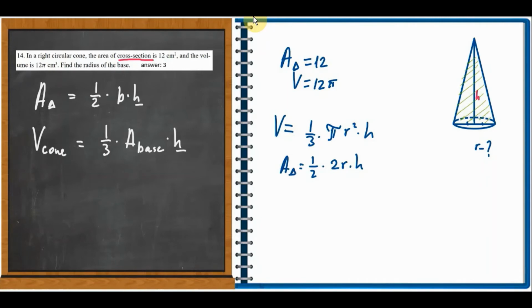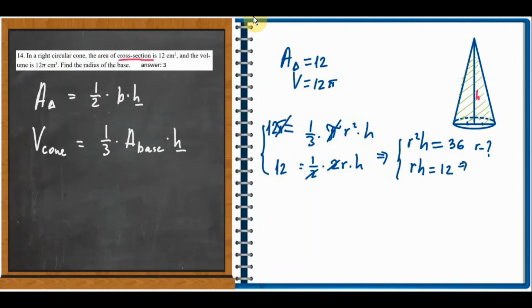Now, instead of these letters, let's write their values. Area of triangle is 12. Volume of cone is 12 pi. Let's simplify and solve the simultaneous equations. First, we see that we can cancel 2's, then we can cancel pi's. Let's cross multiply. 12 multiplied by 3 is 36. r squared h equals 36, and r multiplied by h is 12.